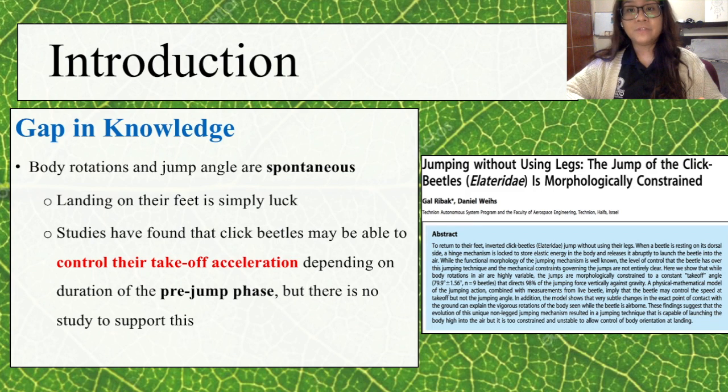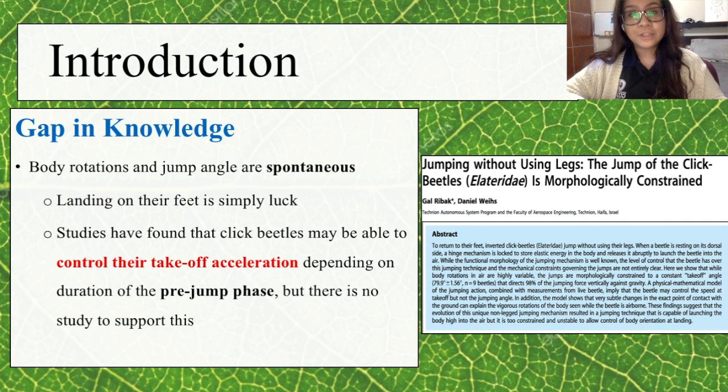So landing on their feet occurs by luck. They have no control over that. And that is what I have observed when I was looking at my beetle. It would constantly click in order to upright itself. It never just perfectly clicked once and landed on its feet. And also during their research, they found that there may be some type of control of their takeoff acceleration.